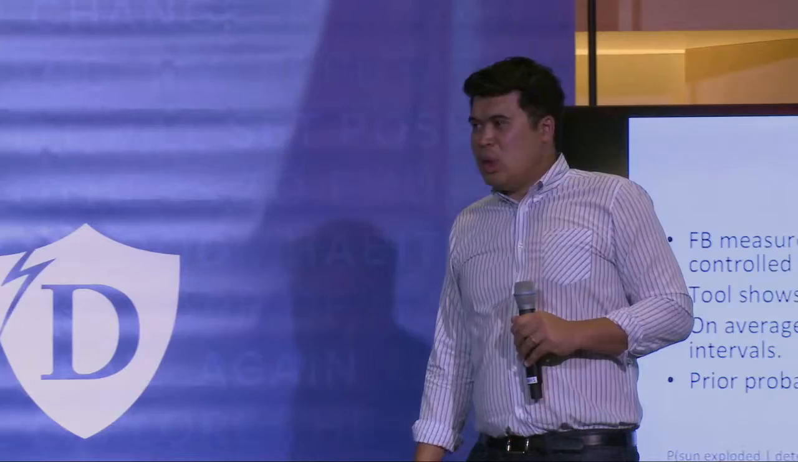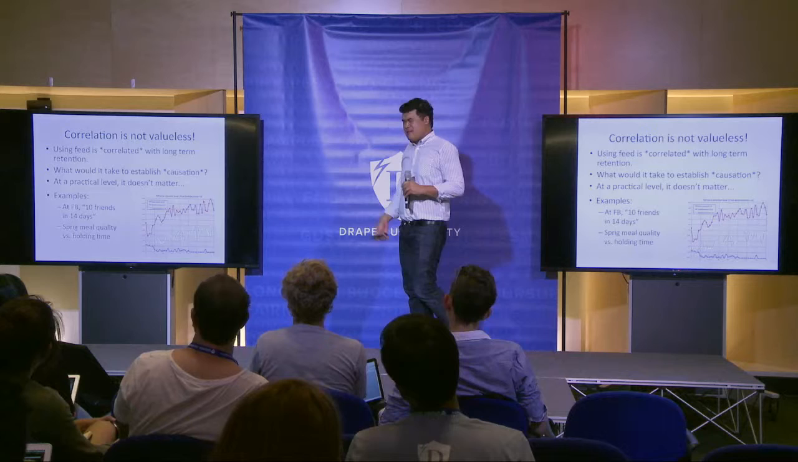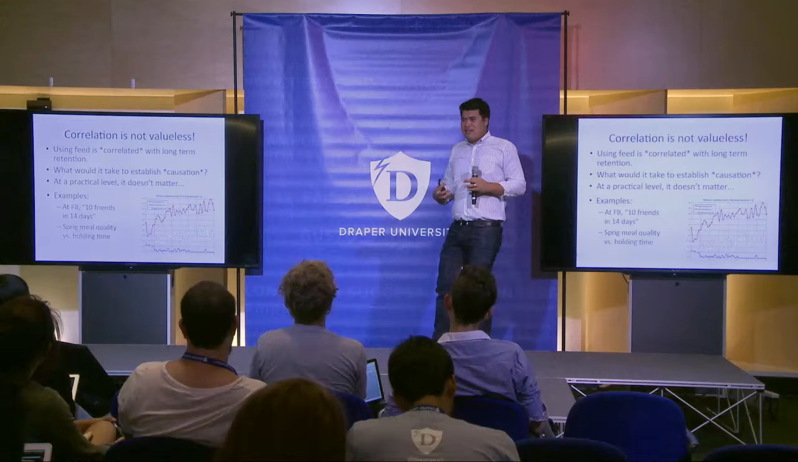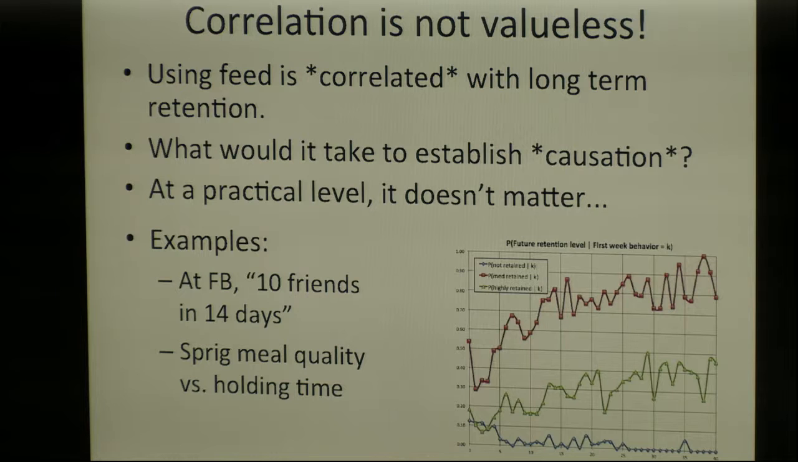Don't worry about this. This is a statement that correlation is not valueless. If you really get into data science, people worry about correlation versus causation. They start saying, oh, you observed that, but you don't know if you caused that with your feature. They freak out. So they say something like, using the feed on Facebook is correlated with long-term retention, but it's not causal. Like, did it cause long-term retention?